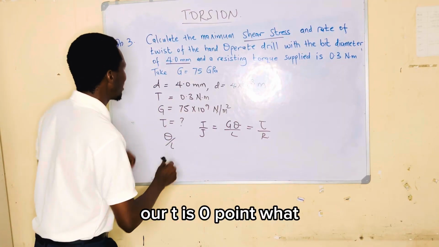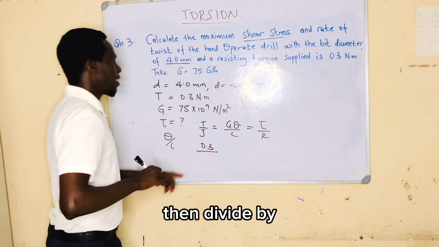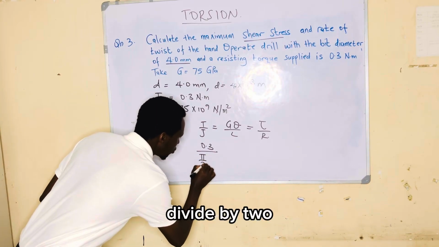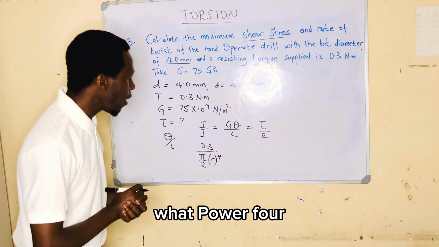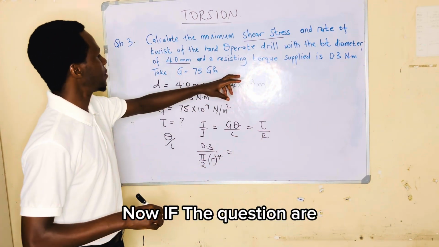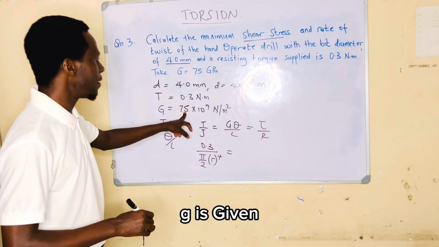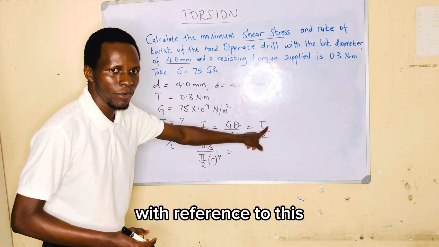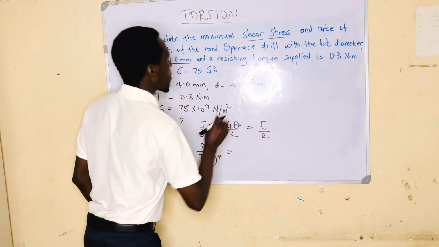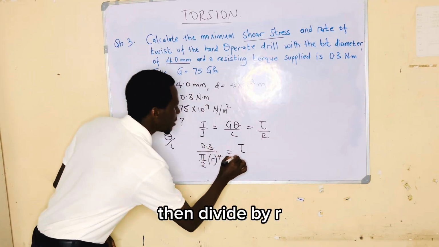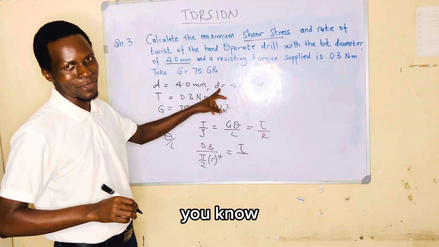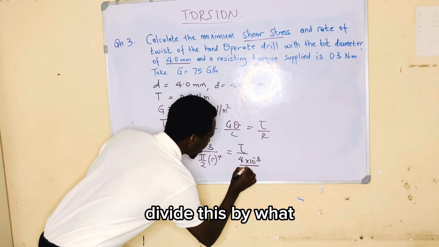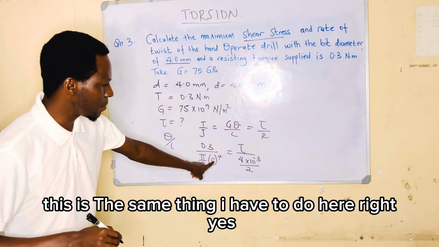So if we know T, our T is 0.3, then divide by J. I told you last time how to get J: J is pi divided by 2 times R raised to the power 4. Then you equate this to the other terms. G is given, and theta is not given. If the question wants me to find the shear stress, the first question, I have to consider T over J equals tau over R. Our J is not given, and R is not given, but we know the diameter. The radius is equal to the diameter divided by 2, so that is 4 times 10 raised to power negative 3 divided by 2.